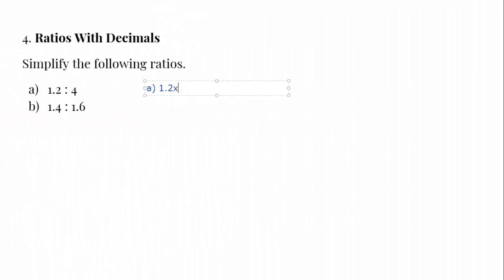Ratios with decimals. Simplify the following ratios. 1.2 is to 4. As we have decimal numbers, according to the rules for ratios, the ratios can only be integers but not fractions or decimals. So the decimal value in this ratio has to be changed into an integer.